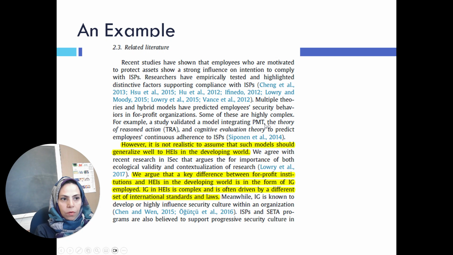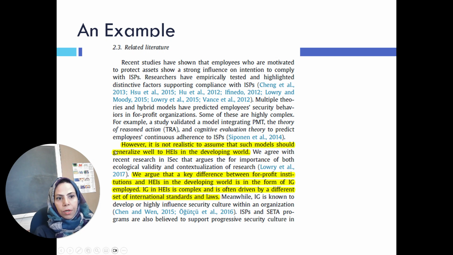Here they started off कि yes, intention to comply से relevant factors मौजूद हैं, लेकिन there are other theories as well जिन्होंने predict किया है secure employees के security behavior को in organizations जो कि for-profit organizations हैं. और फिर they highlighted this fact कि literature में ये भी evidence आया है कि जो ये theories या models इस्तेमाल हुए हैं they are very complex. और example उन्होंने दी कि one of the integrating models जो बहुत complex था, that was the PMT and the theory of reasoned action और cognitive. तीन theories को मिला के उन्होंने ये model बनाया, and they gave the empirical evidence of that.